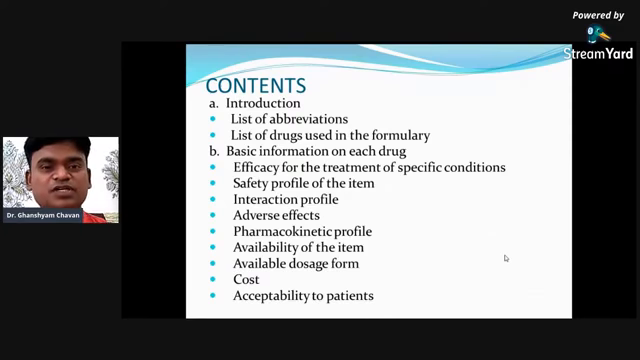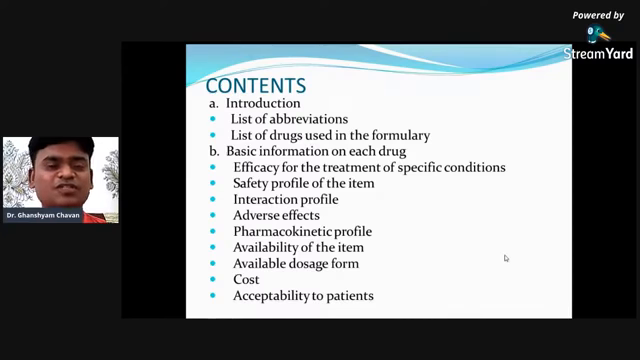Now, list of drugs used in the formulary. There is a specific list of drugs which can be used in the formulary. The list we have already discussed earlier, the various drugs for various diseases which can be used. That list has been prepared in the hospital formulary. For example, anti-cancer drugs, the list has been prepared in the hospital formulary. In case of anti-hypertensive drugs, the various list of drugs has been prepared in the hospital formulary.